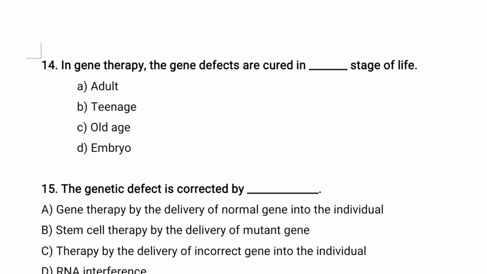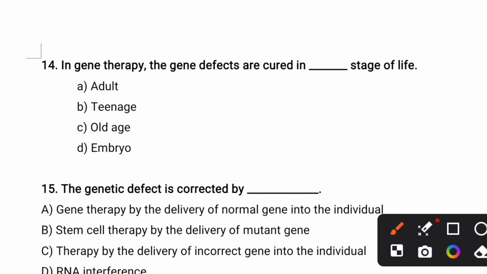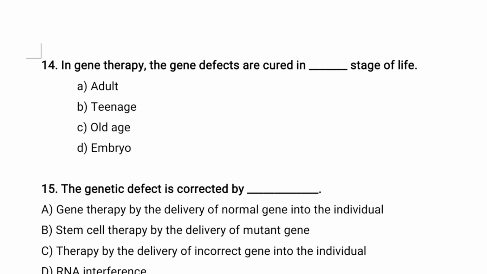In gene therapy, the gene defects are cured in dash stage of life. Options are adult stage, teenage, old age, embryo. For this, the correct answer is embryo. Let's see the next question.